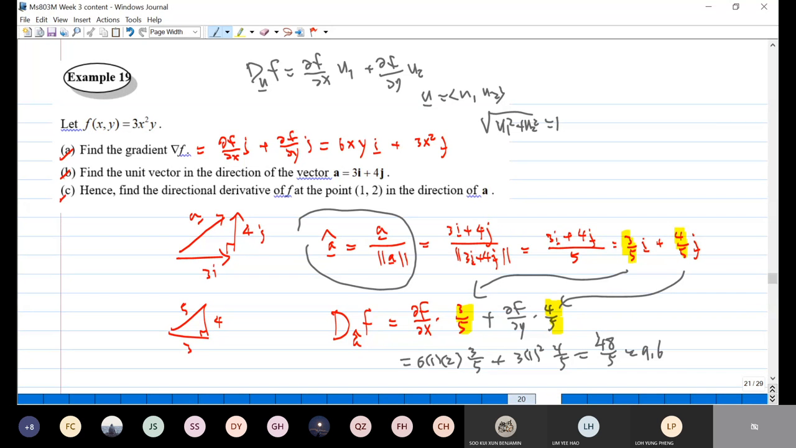I have talked about directional derivative. That means that you want to find the derivative along a certain direction. Of course, along the direction, you must make sure that the direction you talk about is a unit vector, so that you can talk about rate of change. Every unit change in the direction, how much the function changes.